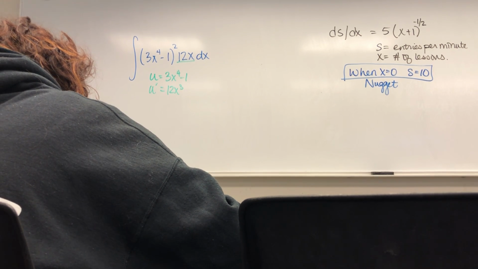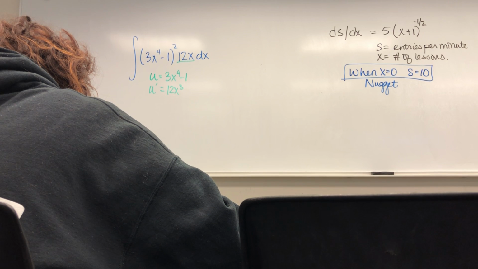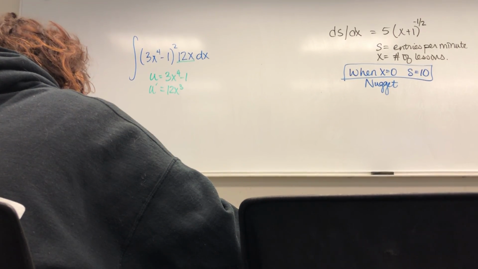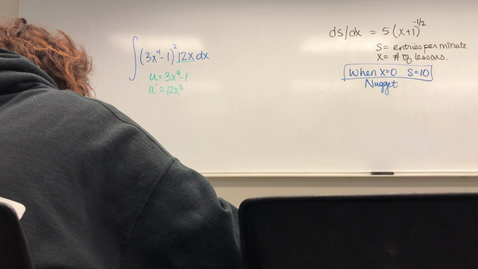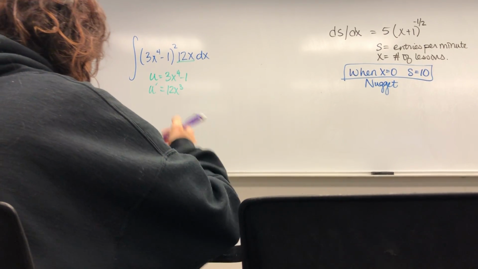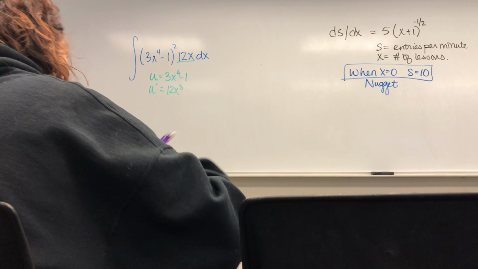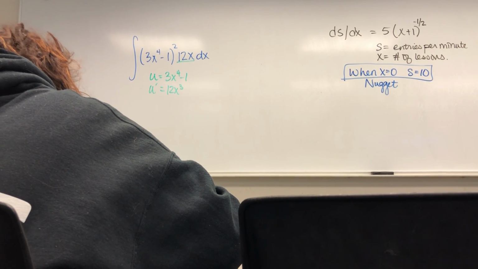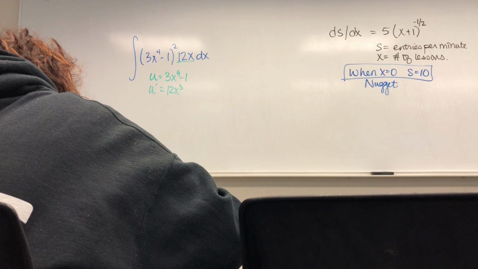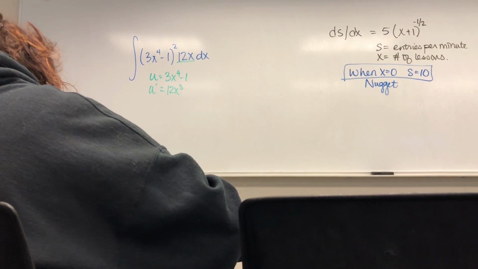Okay. So now I have this function, but it's incomplete. I need to solve for k. So what am I going to do now? Christina? 10 for s. Plug in 10 for s and what for x? 0. Okay. So now I'm going to do that in blue. So 10 for s equals 10 square root of 0 plus 1 plus k sub s.